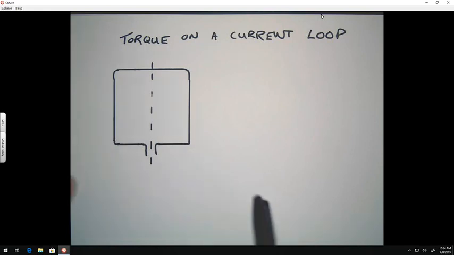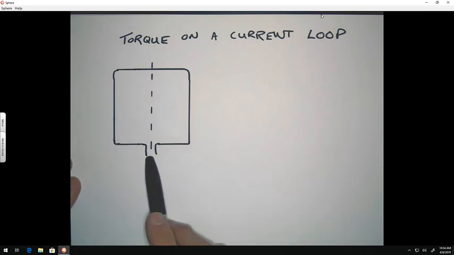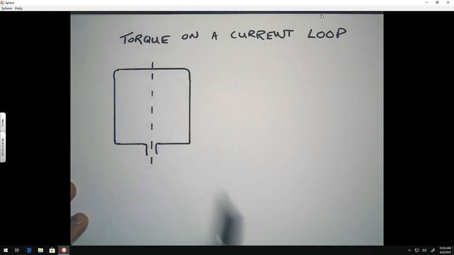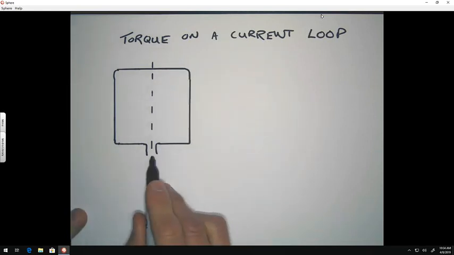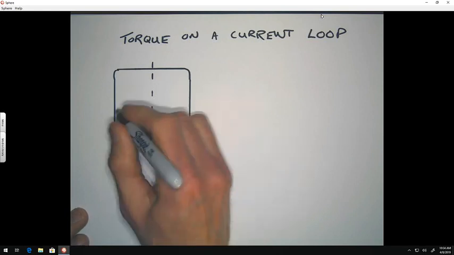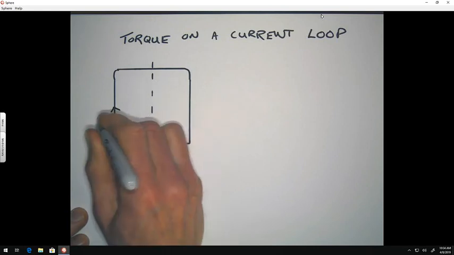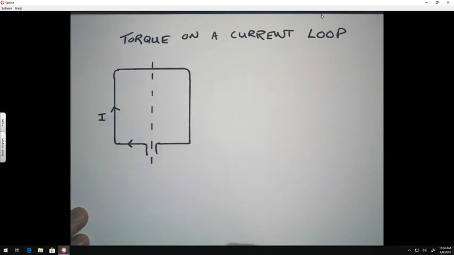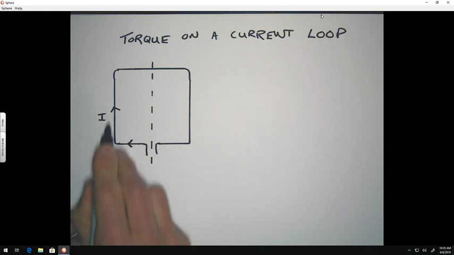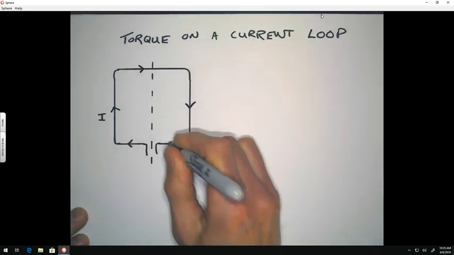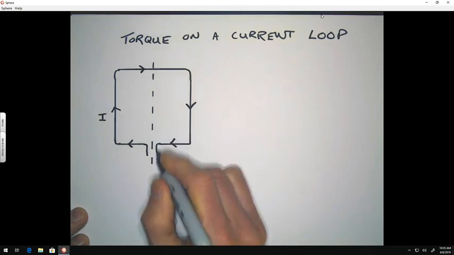So let's start off with a picture of a loop here. This is a piece of wire, and it's kind of a rectangular shape. We're going to connect these two ends of the wire across a battery, and we're going to force current to flow. And why don't we just make the current flow in this direction, clockwise? And then that current is going to flow out the other end.